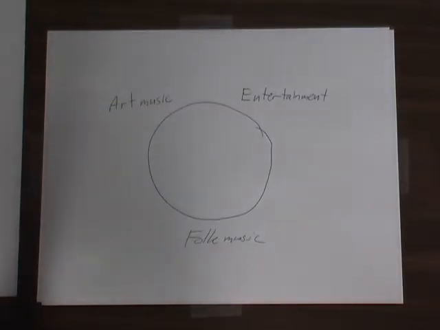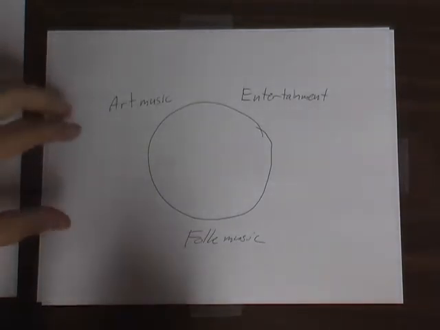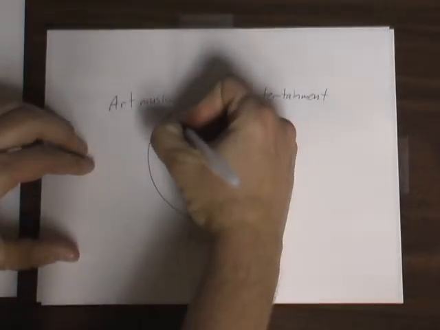If we form a circle with art music, entertainment, and folk music, most any piece of music that we encounter can be defined according to how it falls on this chart. Is it purely one of these categories, or does it fall between two of them, or even three of them? For instance, Bach. Bach falls squarely in the art music area.